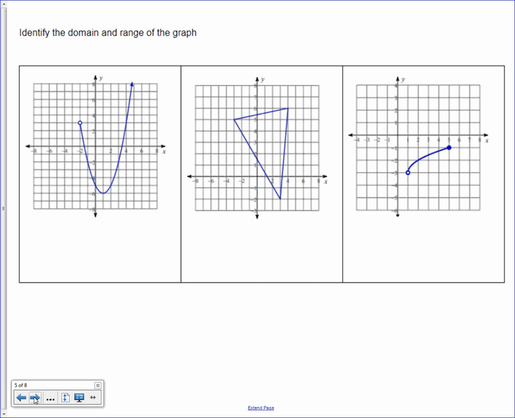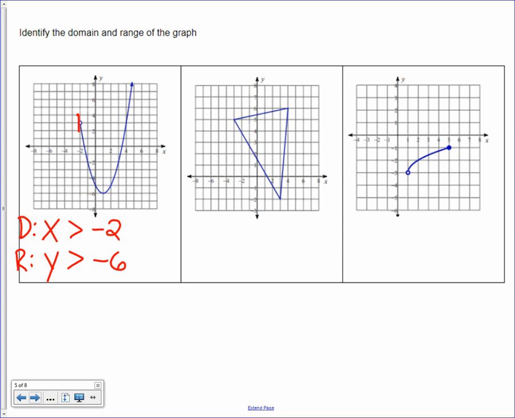Okay, to identify the domain and range. For this one, it starts here, and it keeps going on forever in the other direction. So the domain is x is greater than -2. The range is y is greater than -6. It keeps going up. So even though it stops there, the other ones would keep in line.